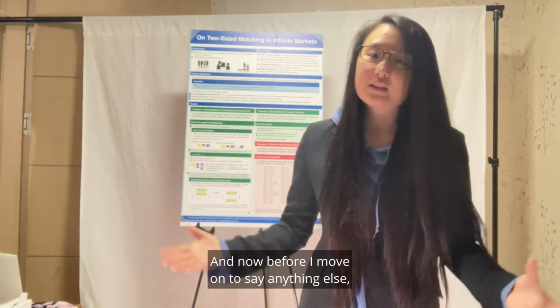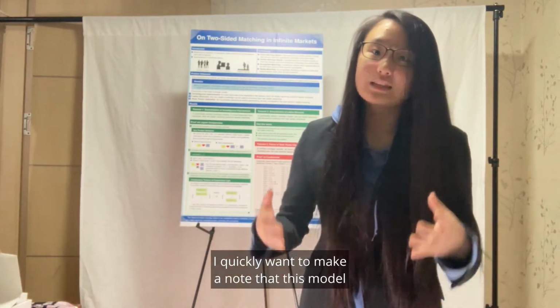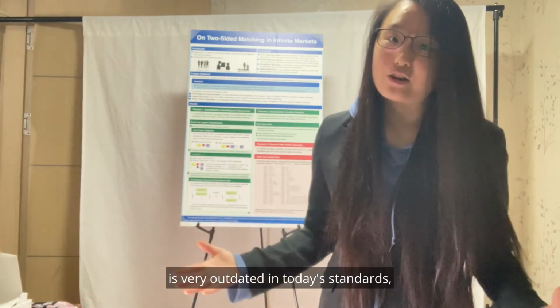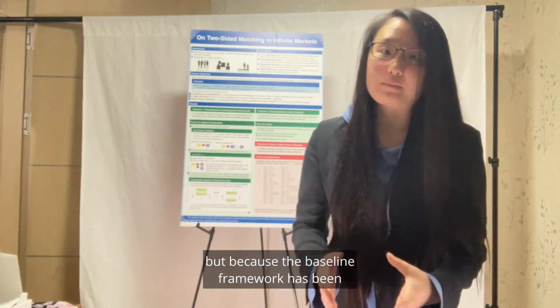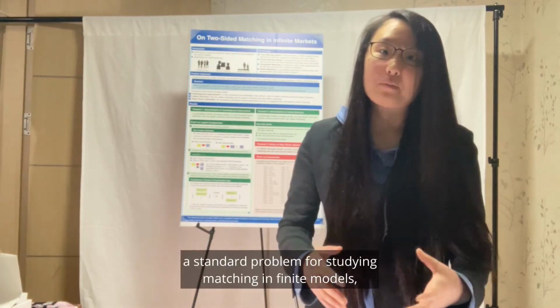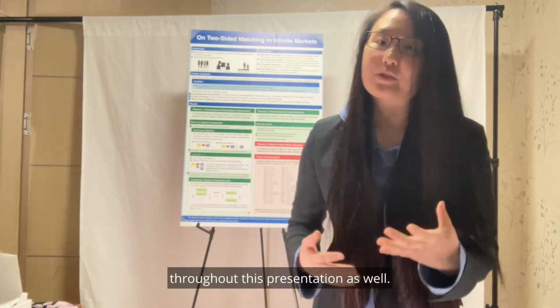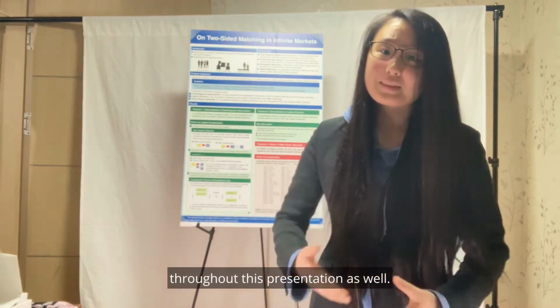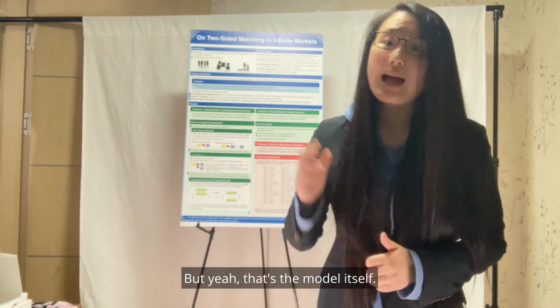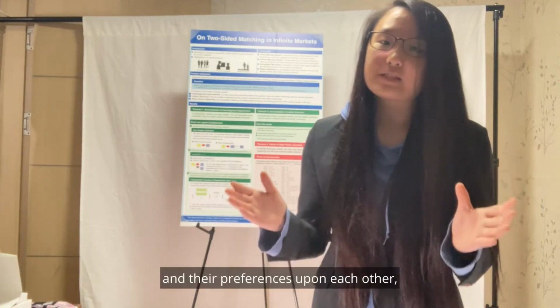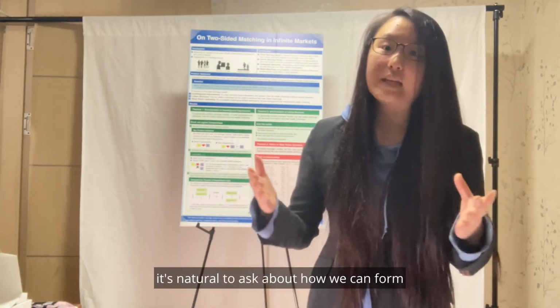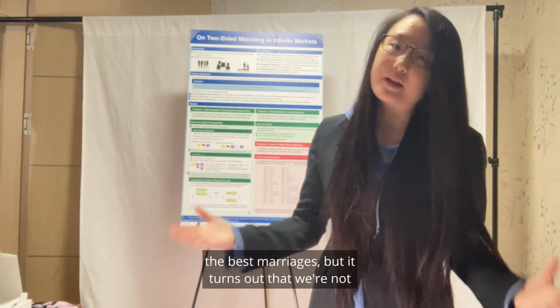And now before I move on to say anything else, I quickly want to make a note that this model is very outdated in today's standards. But because the baseline framework has been a stand-in problem for studying matching in finite models, I will carry out this notation throughout this presentation as well. But yeah, back to the model itself. Given a set of men and women and their preferences upon each other, it's natural to ask about how we can form the best marriages.